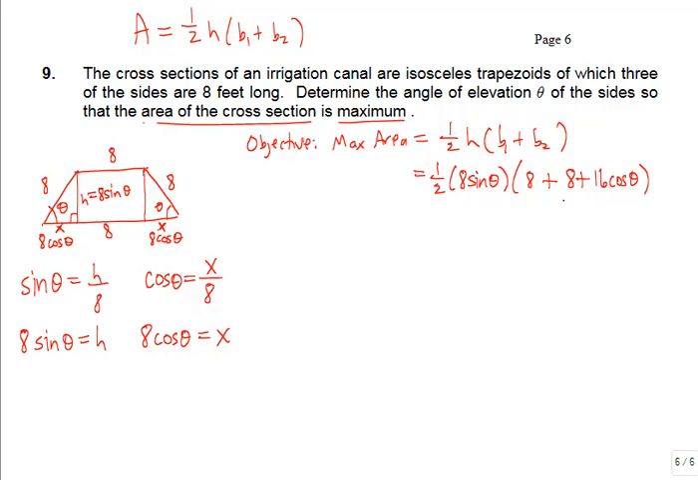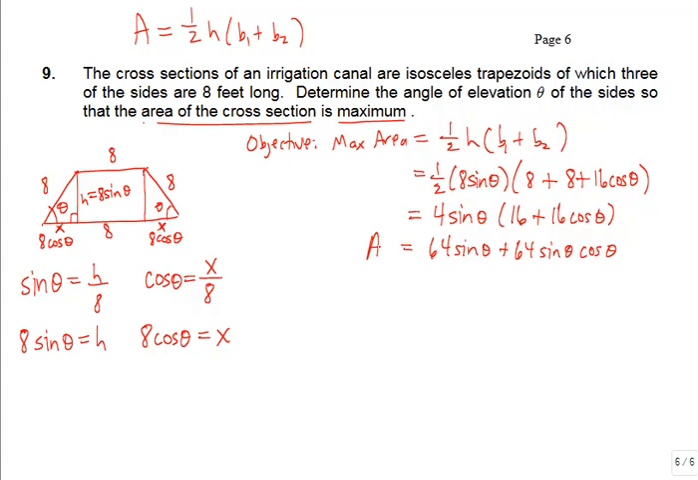It only has one variable in it, theta, and that means we don't need a constraint because we've already factored in the constraint being the shape of that isosceles trapezoid and using those trig functions. So the constraint was built in already. Now let's clean this up a little bit. Half of 8 will be 4, so this is 4 sine theta, and 8 plus 8 will be 16. And let's go ahead and distribute, so I get 64 sine theta plus 64 sine theta cosine theta. So there is our area.